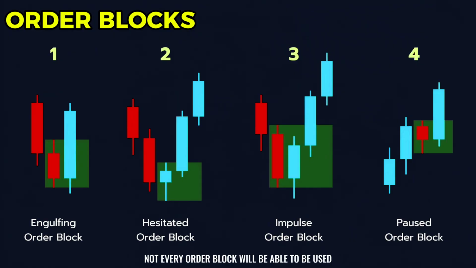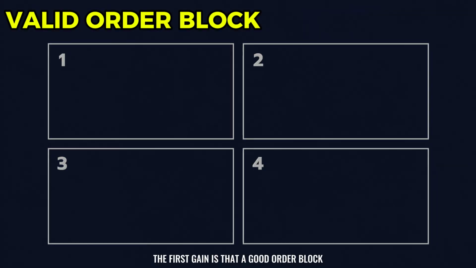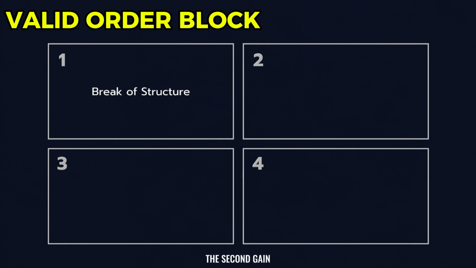Not every order block will be able to be used effectively. Today, I have 4 criteria for you to check. What are the 4 criteria? Let's take a look. The first is that a good order block should have a break of structure. When a large group accumulates within the order block, it will raise the price to a new high. At this point, a break of structure will occur. The second is that a good order block should have a gap or a fair value gap.